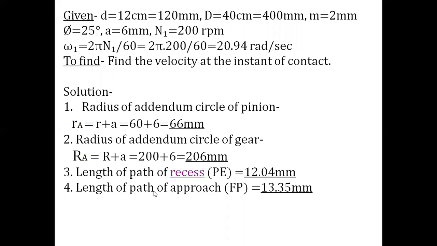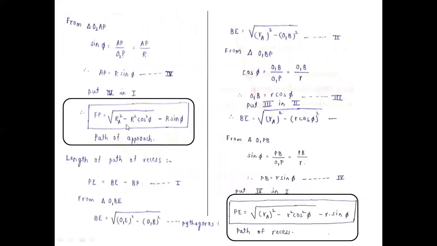And the length of path of approach FP. See here, the length of path of approach FP is equal to under root of capital R A square, the addendum circle radius of the gear, minus capital R square cos square phi.